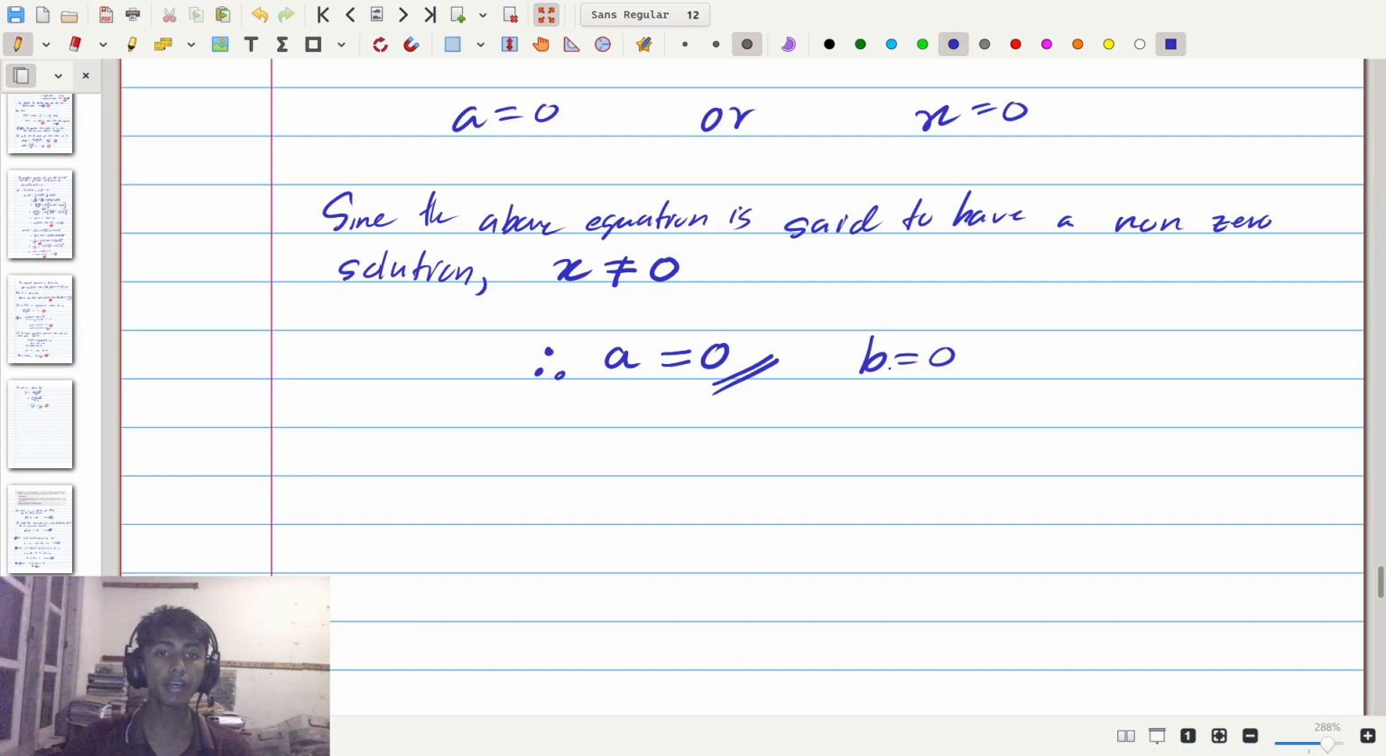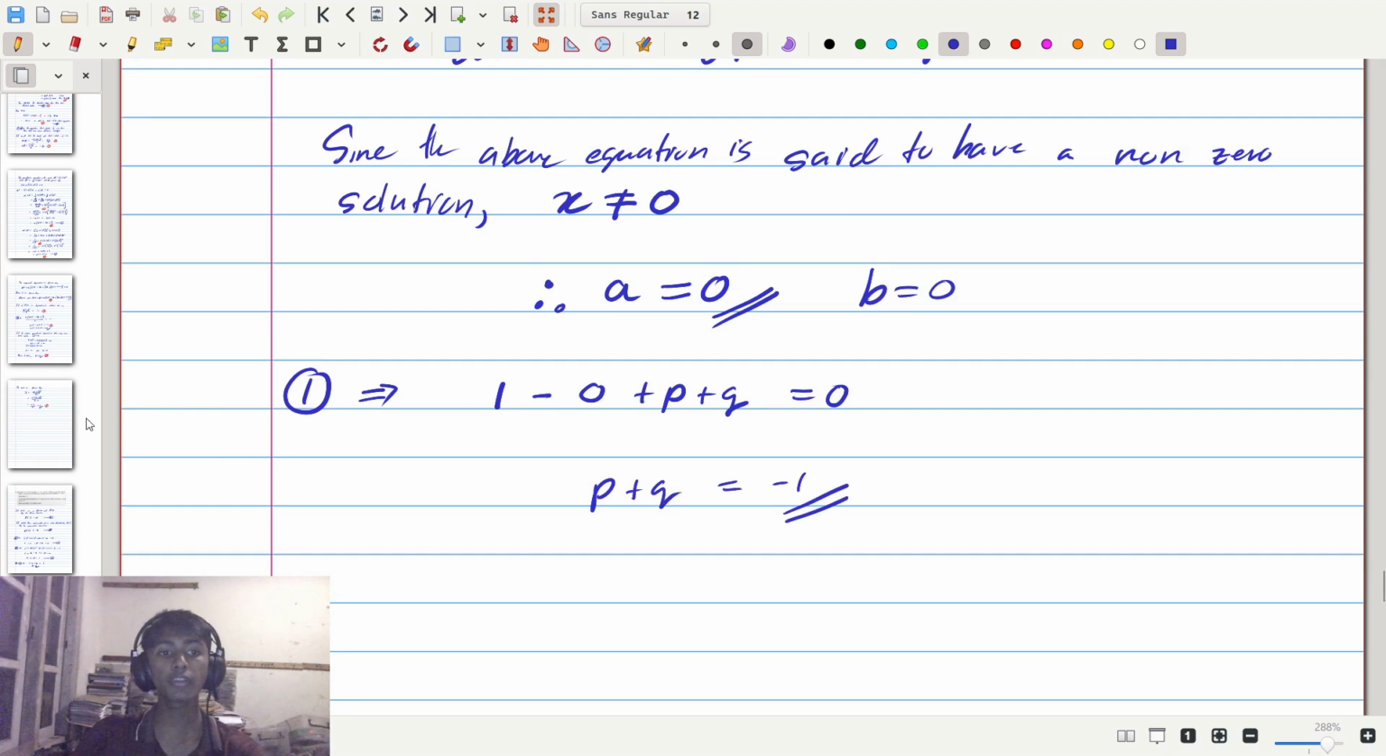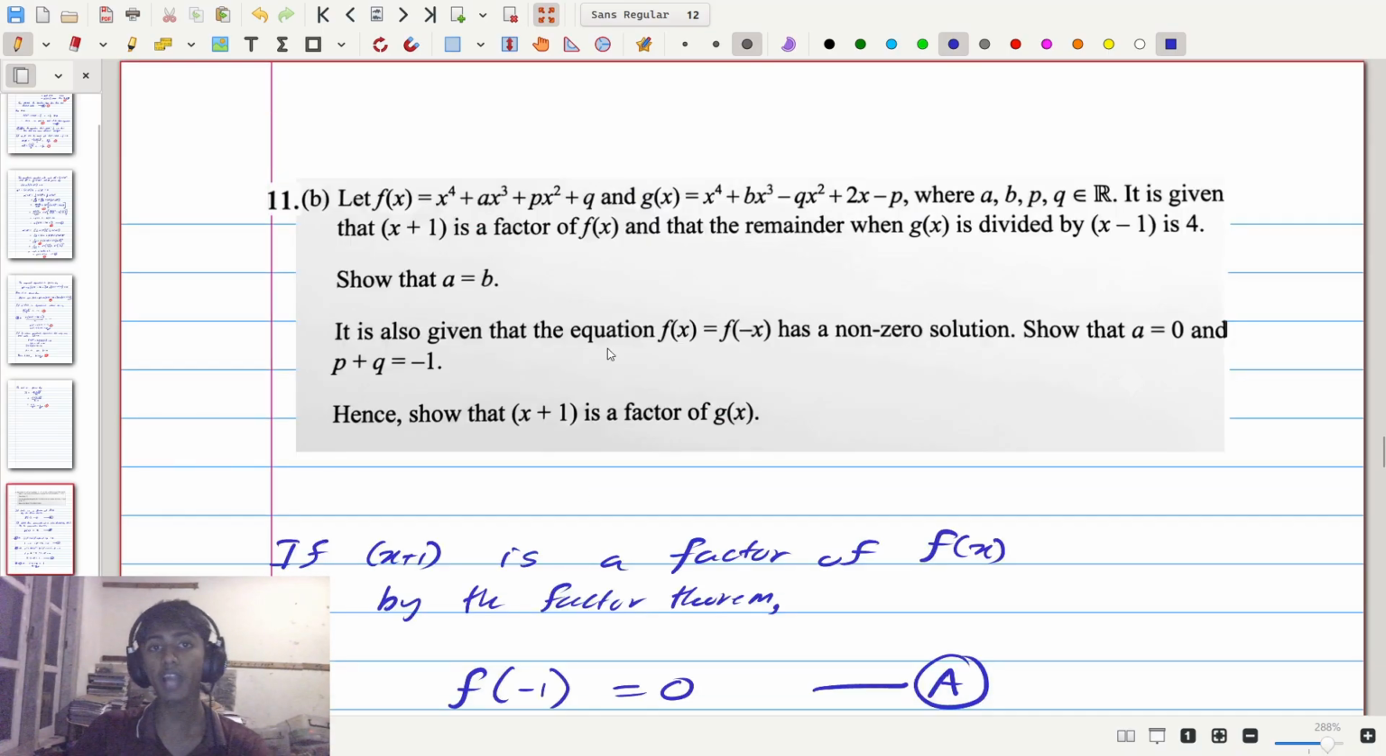Now after saying that, I'm going to go down and do what I just did up there by taking equation number 1 and substituting in the value of a, which is equal to 0. So doing so, we get 1 minus a, which is 0, plus p plus q equals 0, and hence if we remove this and take this 1 to the other side as minus 1, we get p plus q equals negative 1. And with that, we are done with the second part of the question and can now move on to the last part of the question.